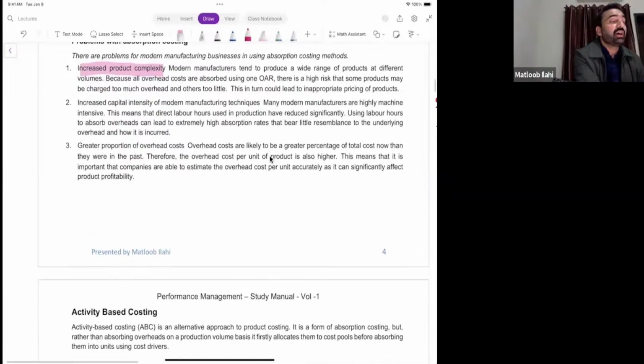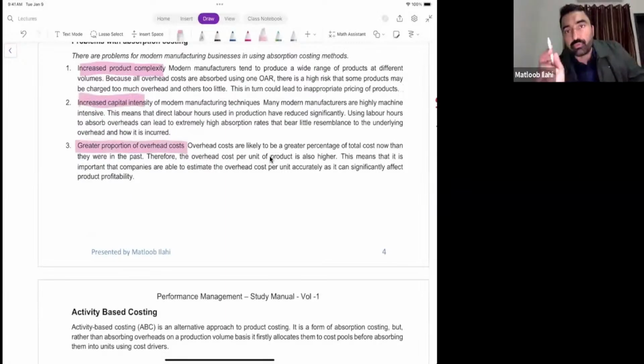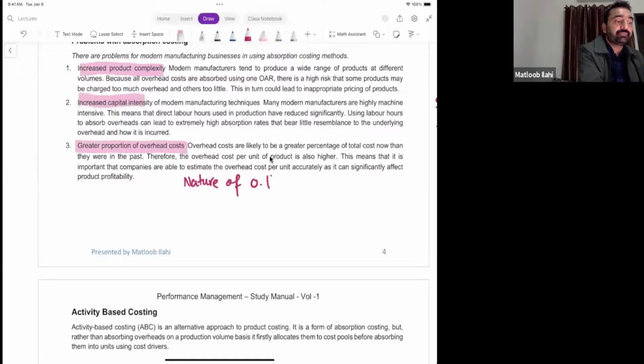Overhead costs are likely to be a greater percentage of total cost. Yes. So when we are using a lot of robots, a lot of technology, a lot of programming, a lot of inspection, a lot of checking, a lot of planning, the nature of overheads have changed. All right. Nature of overheads have changed in modern business environment.